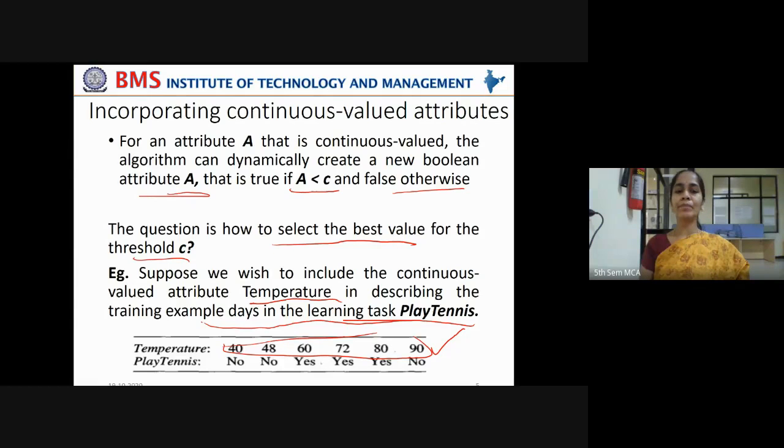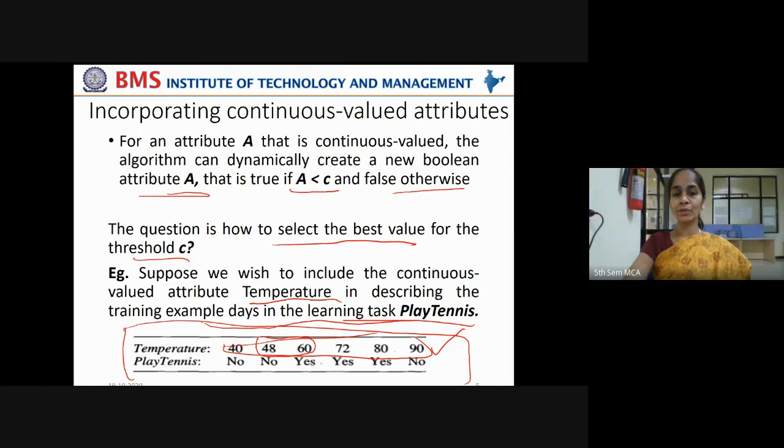See where the outcome variable is changing, where the outcome label is changing. Take an average of those two temperatures and find the information gain with that being taken as the split point. I'm repeating again. In this case, temperature and play tennis, focus your attention on this part of the slide. Temperature 40, play tennis label is no. Temperature 48, play tennis label is no. When the temperature is 60, play tennis label is yes. There is a change in the outcome label.